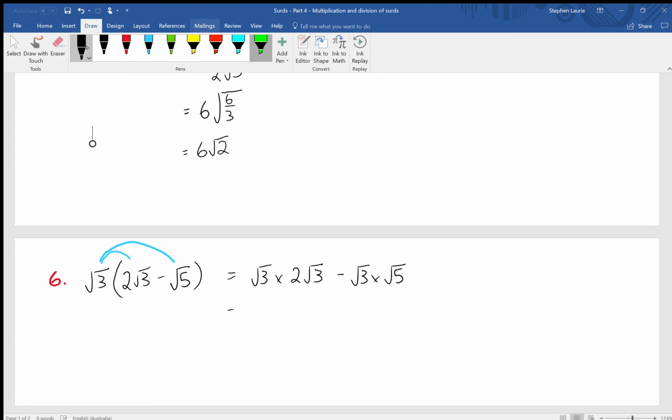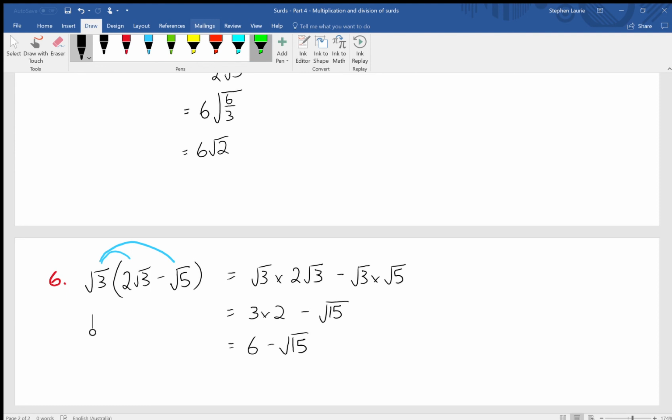Alright, let's look at the first part. We have the square root of 3 times the square root of 3. So that's just going to be 3. And then we also have the 2, giving 6. In the second part, we can combine them to be the square root of 3 times 5, which is 15. So our final answer is 6 minus the square root of 15.